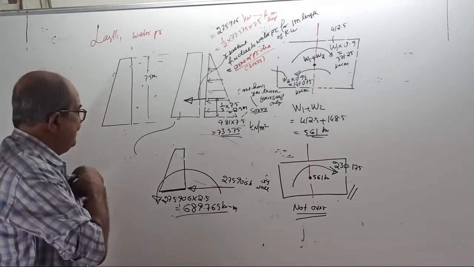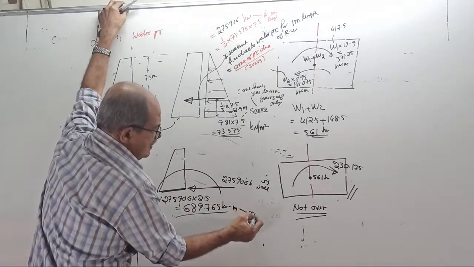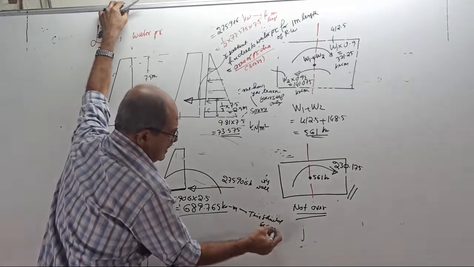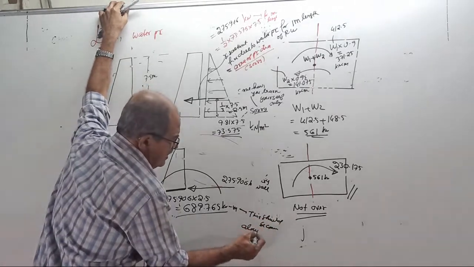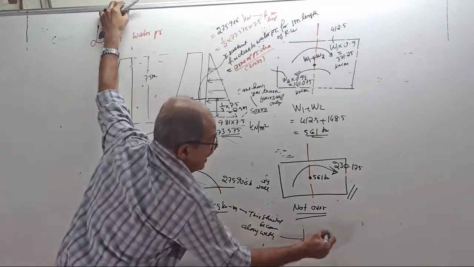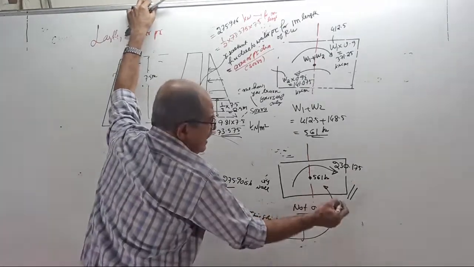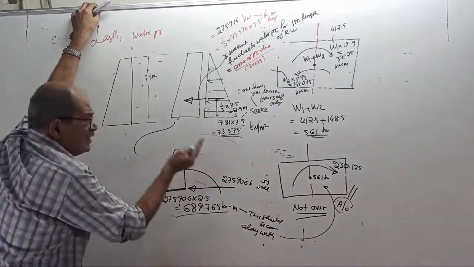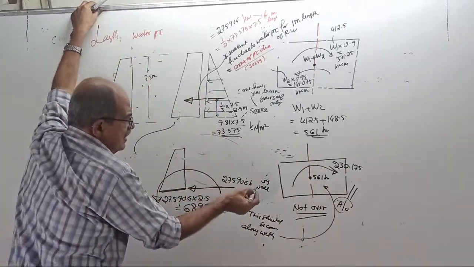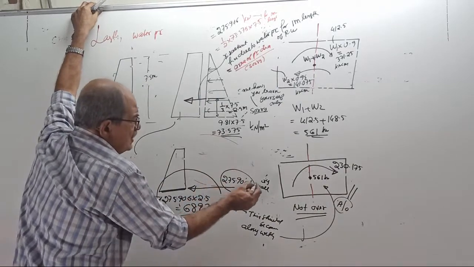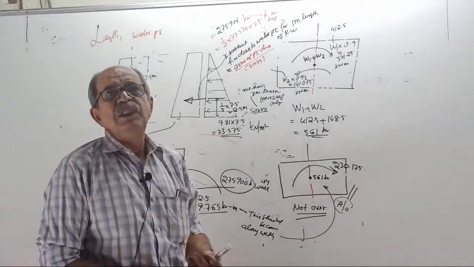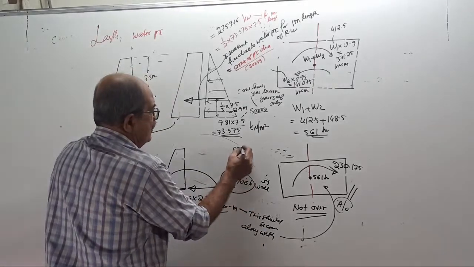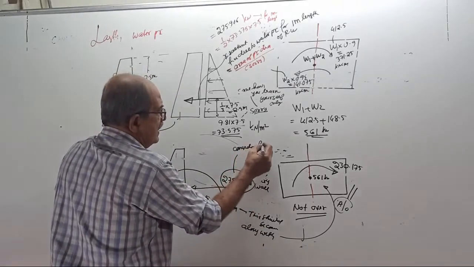Now, this should be considered along with this one, which is already over. Along with this one, this also should be considered. Now, tell me, this 275.906 will not cause pressure.